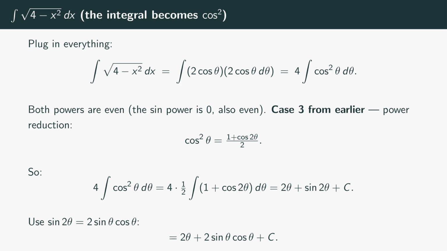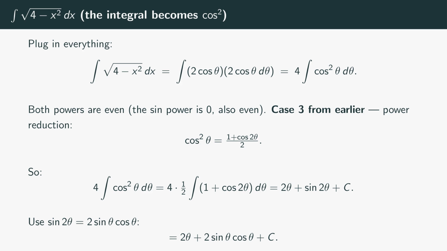The sine power is 0, the cosine power is 2, both even. That's case 3. Power reduction. Cosine squared theta equals 1 plus cosine of 2 theta over 2. So 4 cosine squared theta equals 2 times the quantity, 1 plus cosine of 2 theta, and the integral becomes 2 times the integral of the quantity 1 plus cosine of 2 theta d theta.